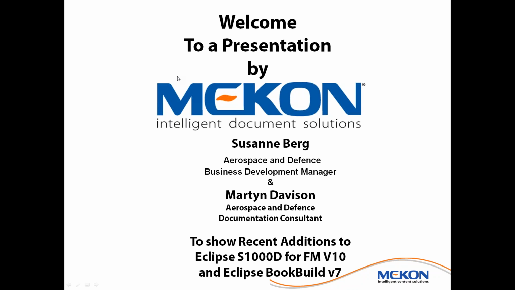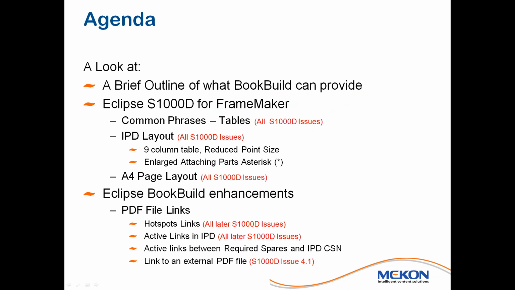So what we're going to do is to look at a brief outline of what Book Build can do, the Eclipse application, particularly to look at the common phrases part, which is a function which is there in all S1000D books, and it's for all the issues of S1000D. Some of the features that we've got are actually not for all of the various issues of S1000D. So we'll be looking at the common phrases part, particularly tables, which is the latest bit that we've added, which really does make life a lot easier for using, particularly in groups of people.